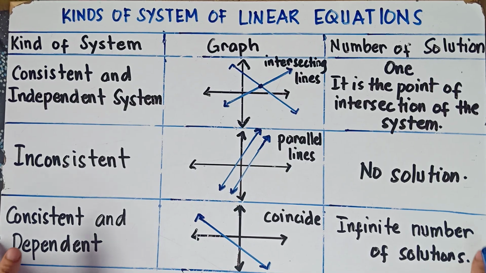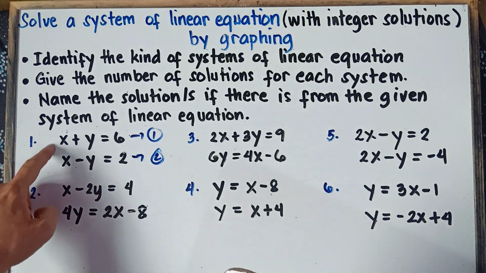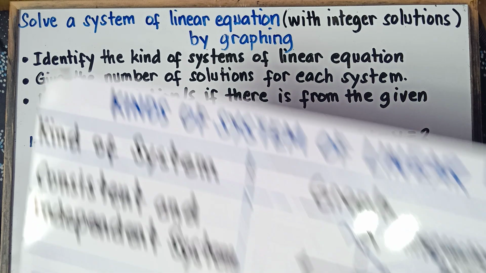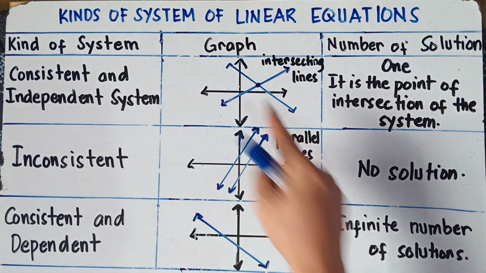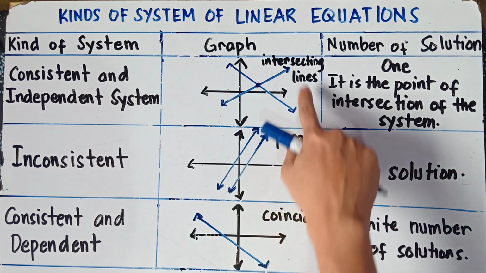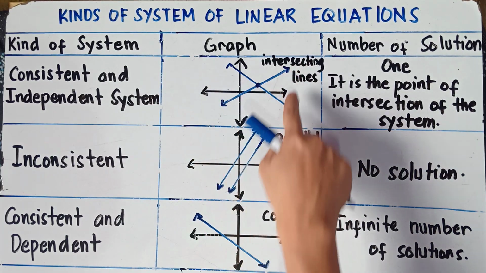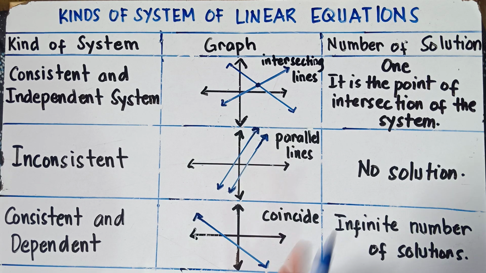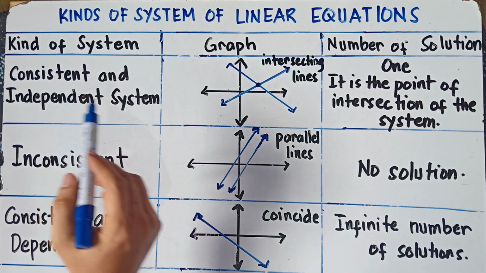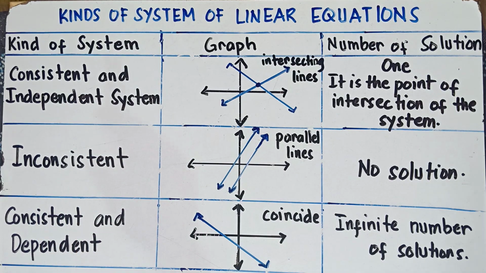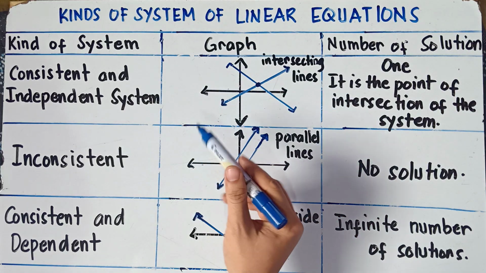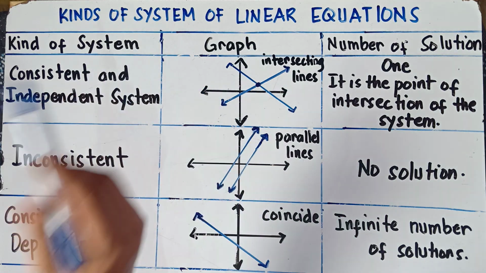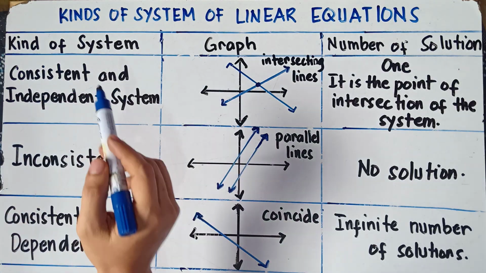Now, when you plot these equations on the Cartesian plane, your graph forms like this. Your first equation, this one, and then your second equation, this one. When you have 2 intersecting lines, class, the answer for the kind of system will be a consistent and independent system. When you plot those 2 equations, you have intersecting lines. Therefore, the answer for the kind of system will be consistent and independent.